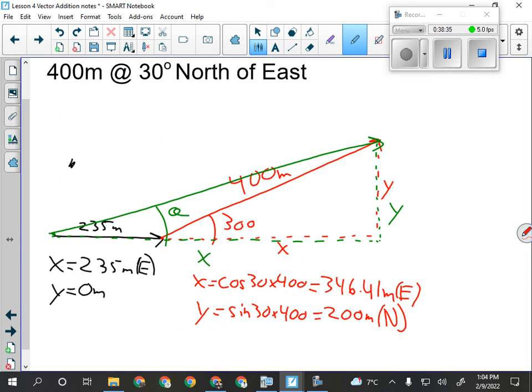Okay, now you have to move on to what do I do with the components. So what do I do with the x's and the y's in order to help me get the big green triangle? Because what we're trying to find here is that overall displacement.